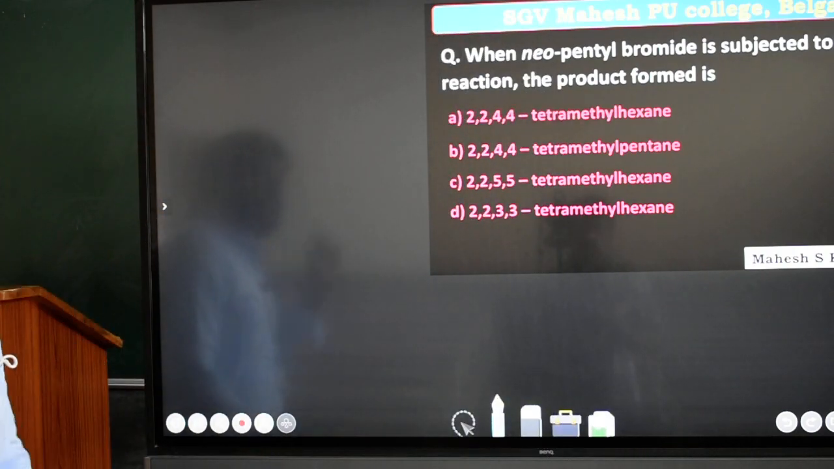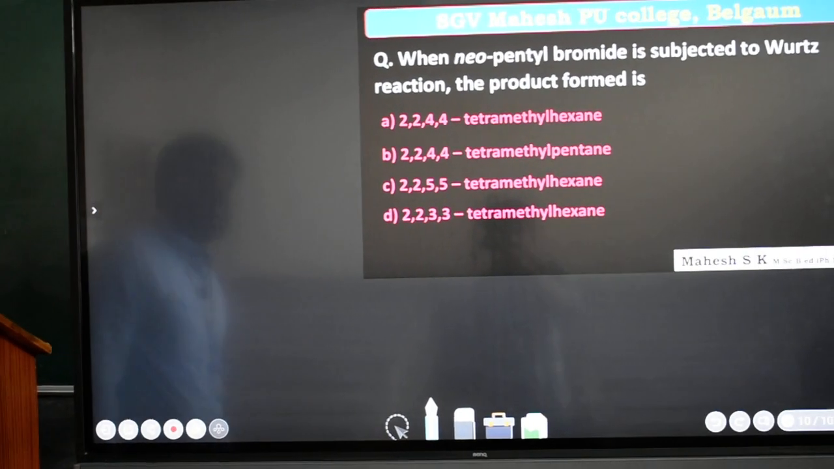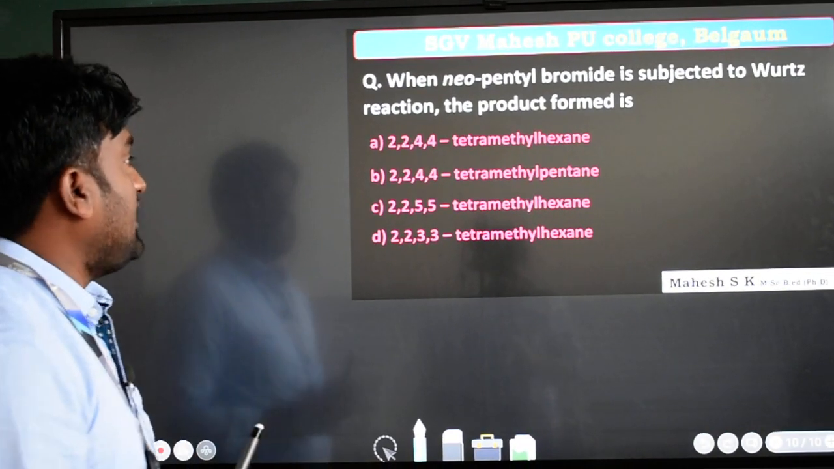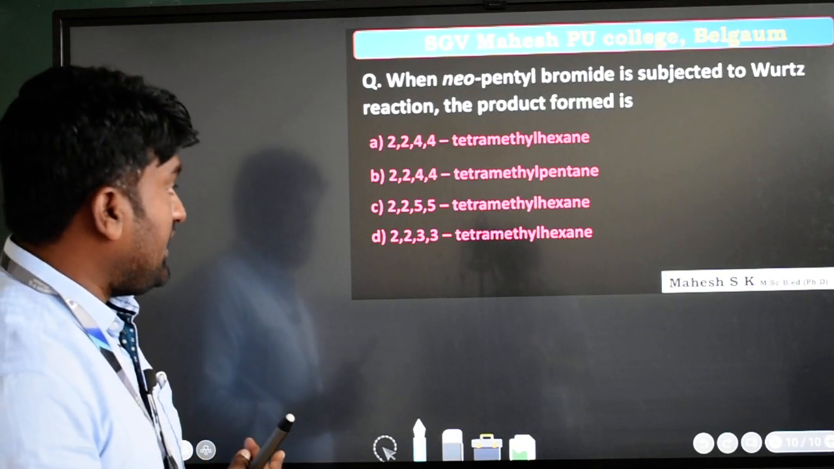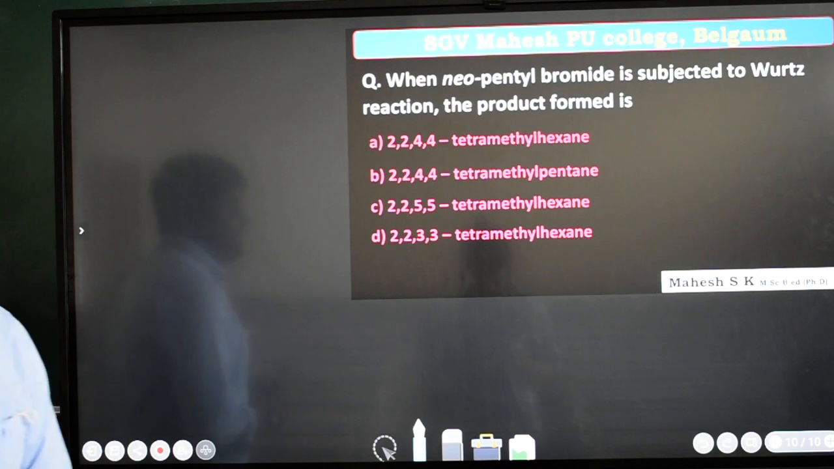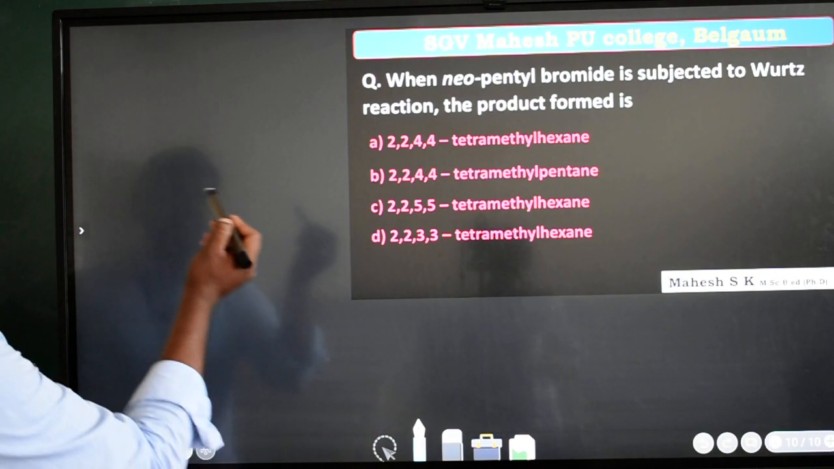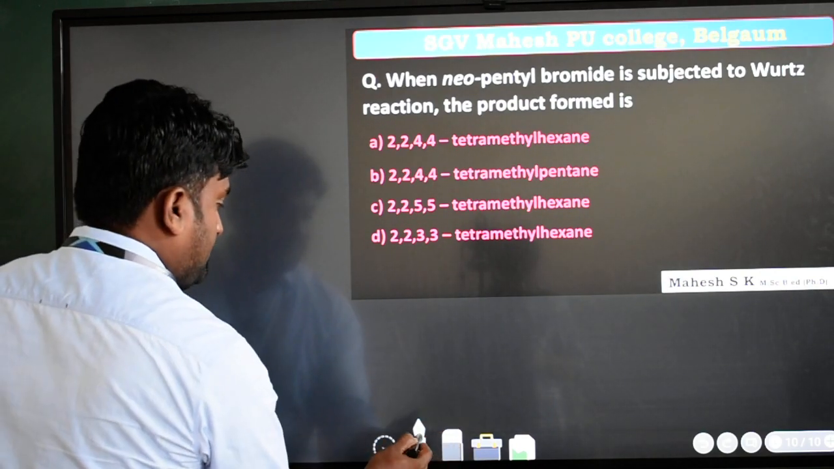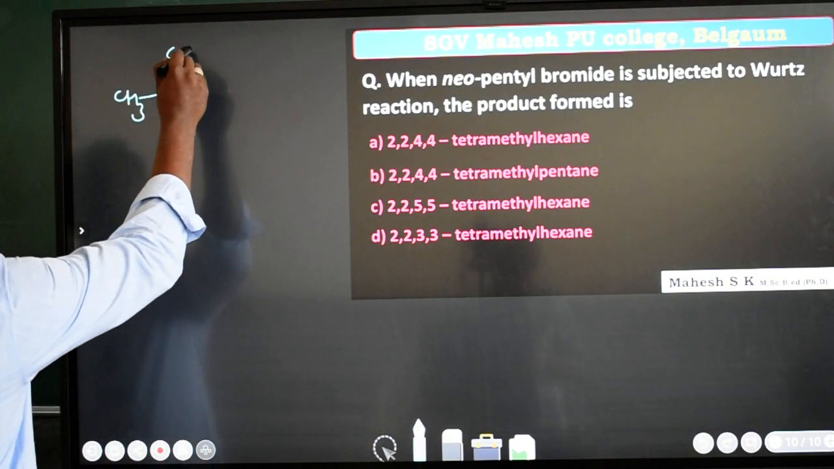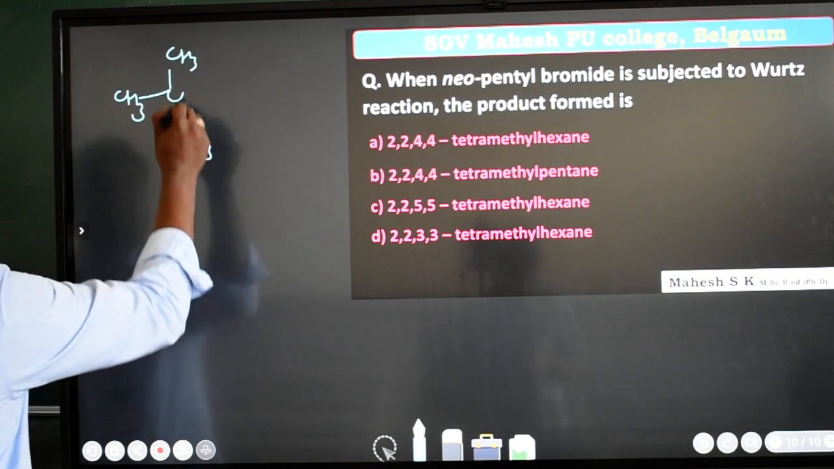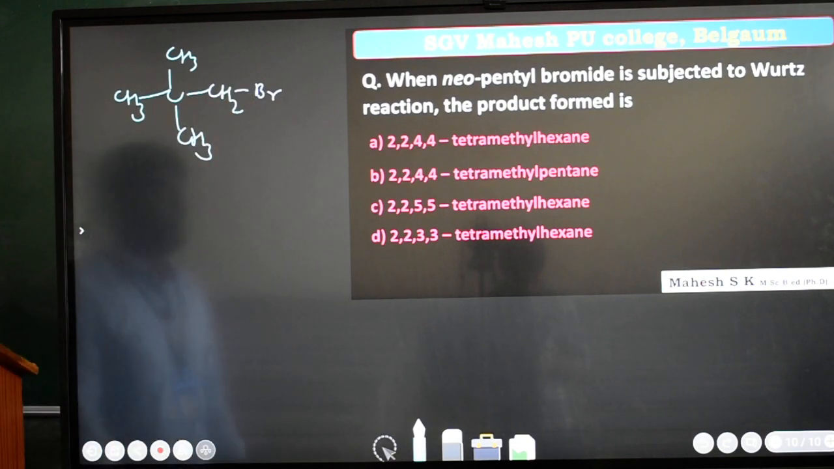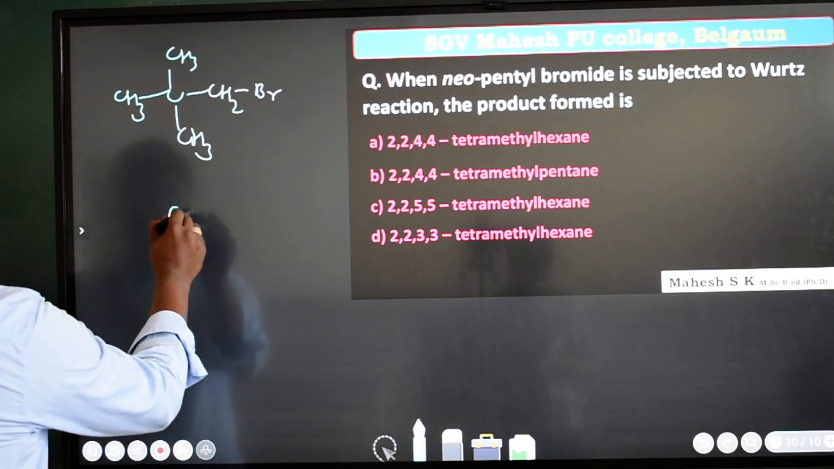That is nothing but, when neopentyl bromide is subjected to Wurtz reaction, the product formed is 2,2,4,4-tetramethylhexane, 2,2,4,4-tetramethylpentane, 2,2,5,5-tetramethylhexane, or 2,2,3,3-tetramethylhexane. Again we'll write the Wurtz reaction. First we'll write neopentyl bromide. CH3, C, CH3, CH3, CH2, Br. It is neopentyl bromide. I will take 2 moles.